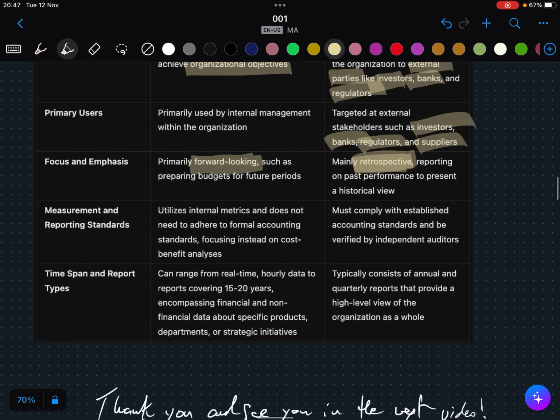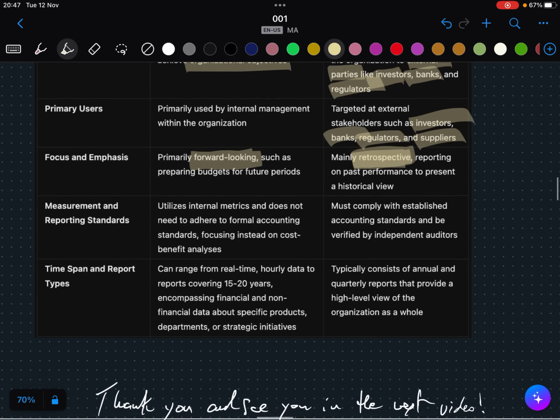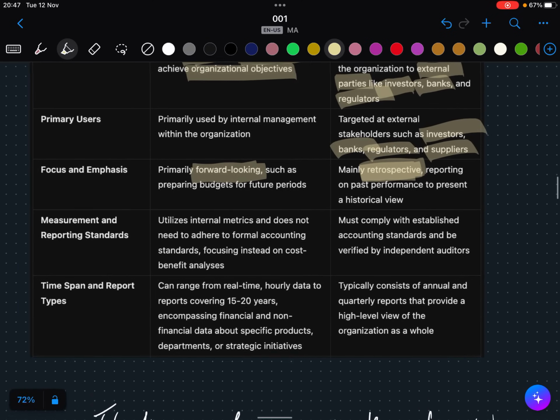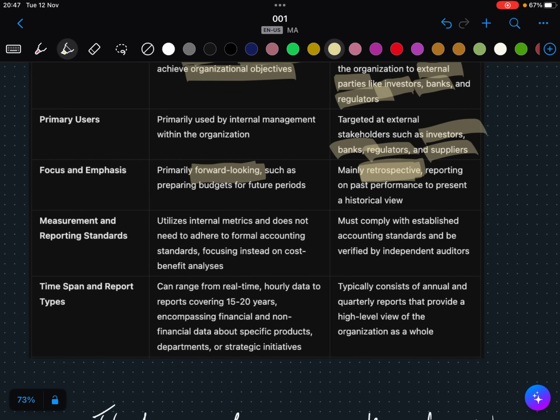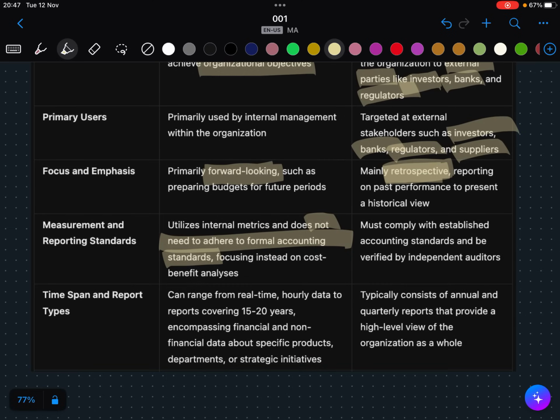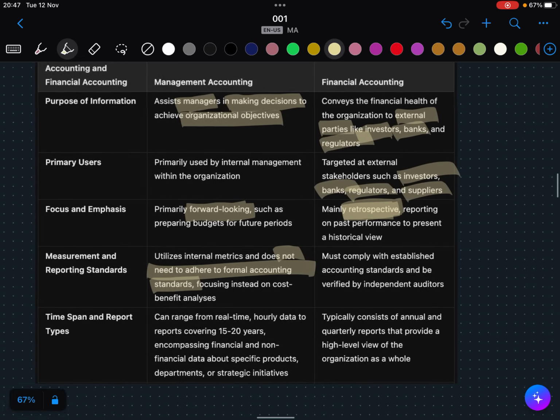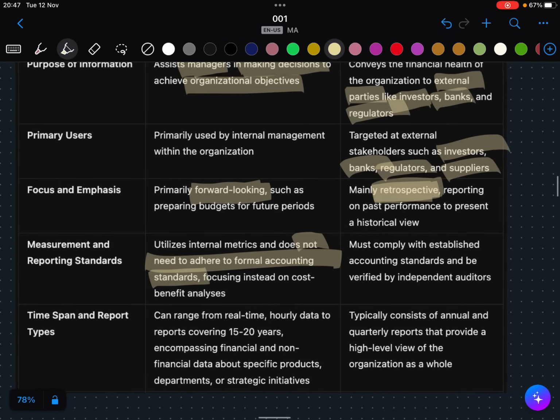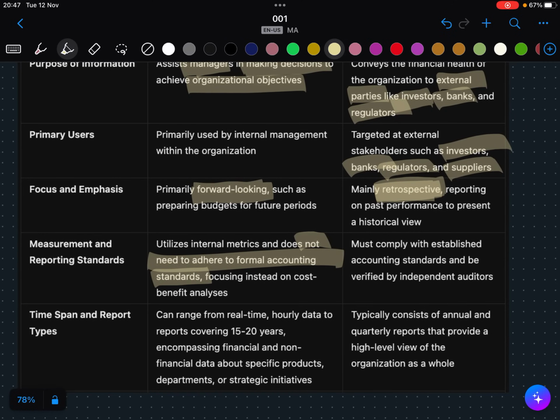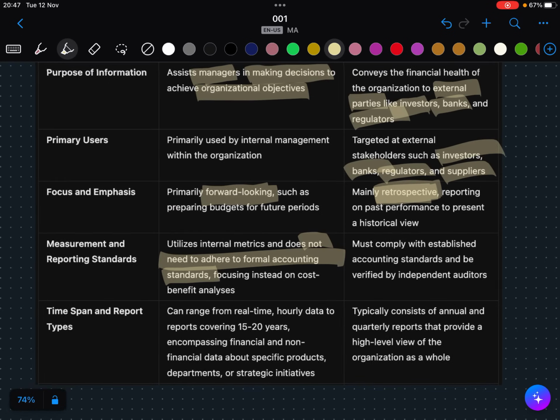Measurement and reporting standards. Well, in management accounting, we do not have to adhere to any formal accounting standards. Companies just use metrics and tools that they believe are the best for them. And in financial accounting, it is not like that. There are strict rules and regulations to which companies have to adhere. And so they have to follow those.